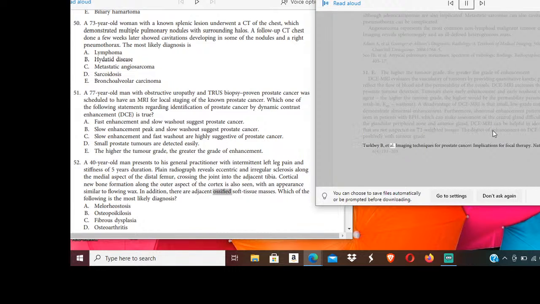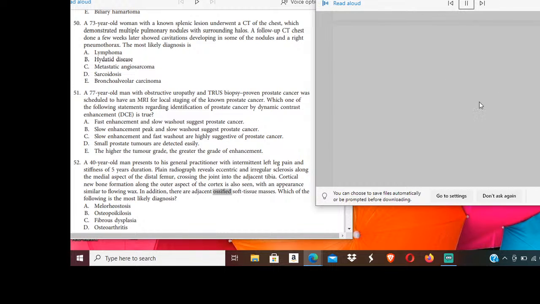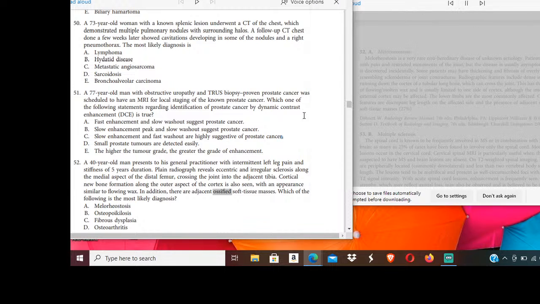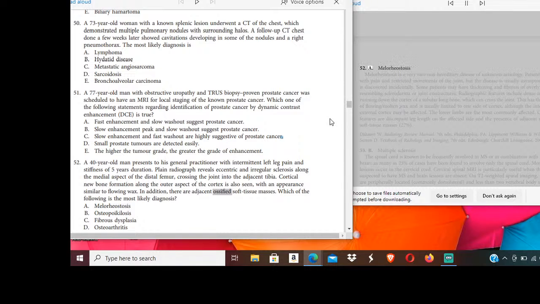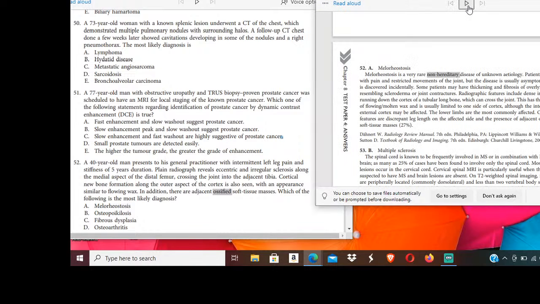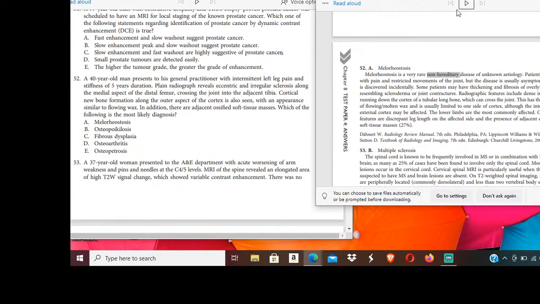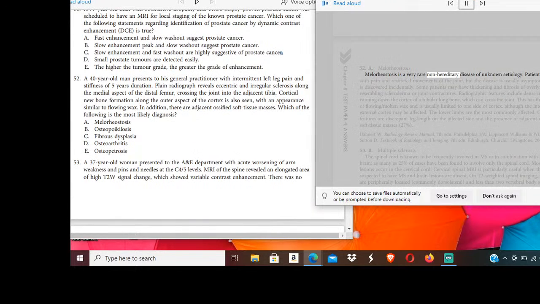Turk BB, ETAL imaging 219. 52A. Melorheostosis. Melorheostosis is a very rare non-hereditary disease of unknown etiology. Patients can present with pain and restricted movements of the joint, but the disease is usually asymptomatic and is discovered incidentally. Some patients may have thickening and fibrosis of overlying skin, resembling scleroderma or joint contractures.